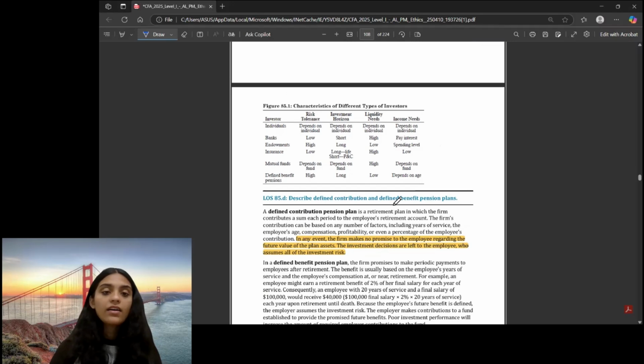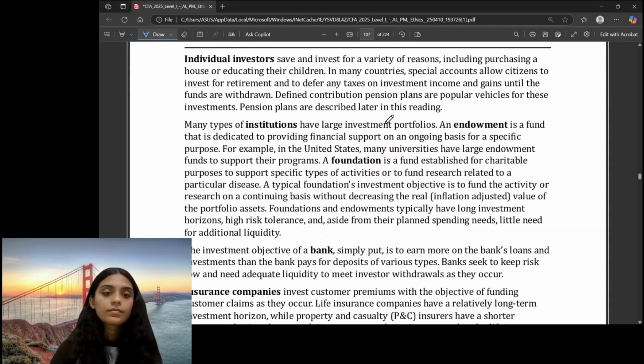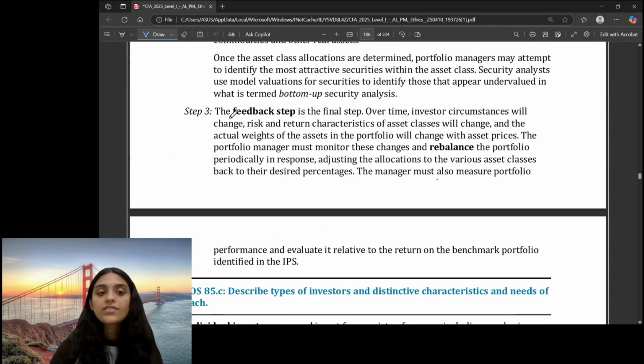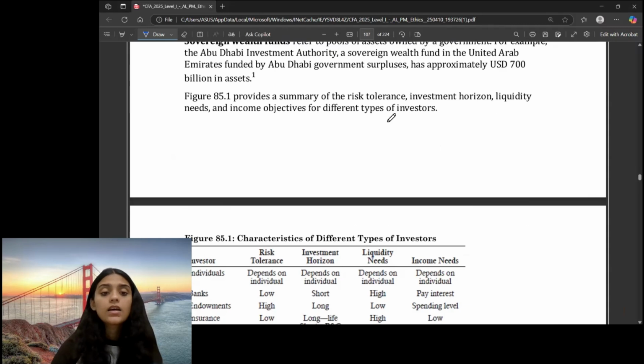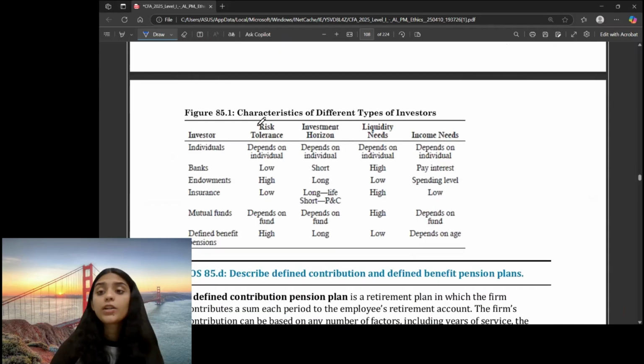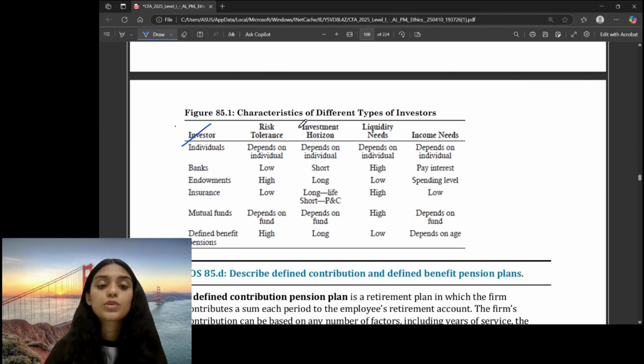So next we have different types of investors and their different characteristics. Very easy this is, but you need to keep this in mind. This entire chart should be framed in your mind. First is individuals. So individuals like retail investors, like you and me. That's what individual means.